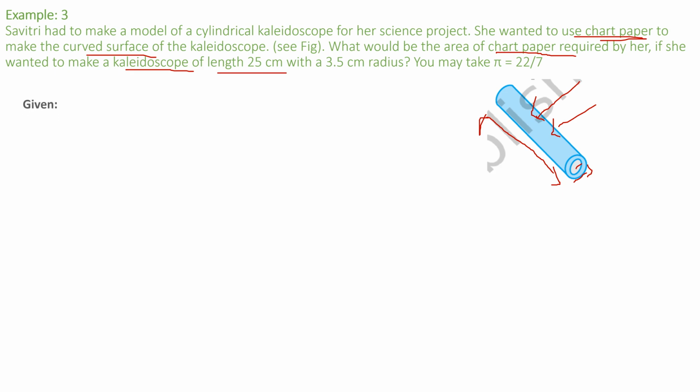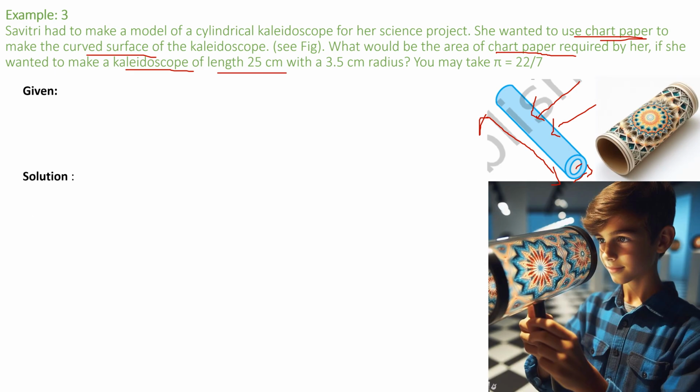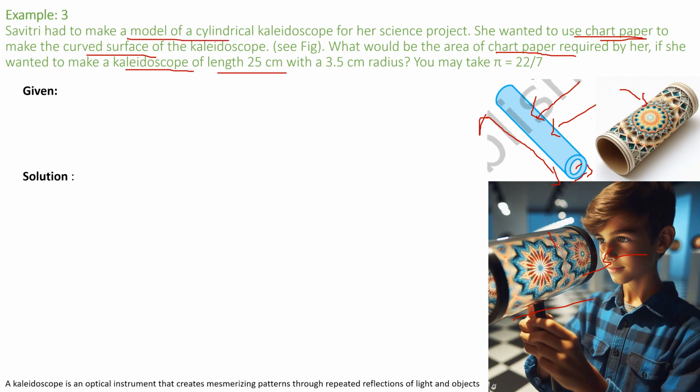As usual, we start with given and we go for solution. Let's understand what a kaleidoscope does, try to get some picture of it. Kaleidoscope is an optical instrument which creates mesmerizing patterns through the repeated reflections of light and objects. To simplify, I showed you some images which I created. It looks like this guy is looking from here and seeing wonderful patterns through this kaleidoscope, right? Now Savitri has to create a model of such a kaleidoscope.